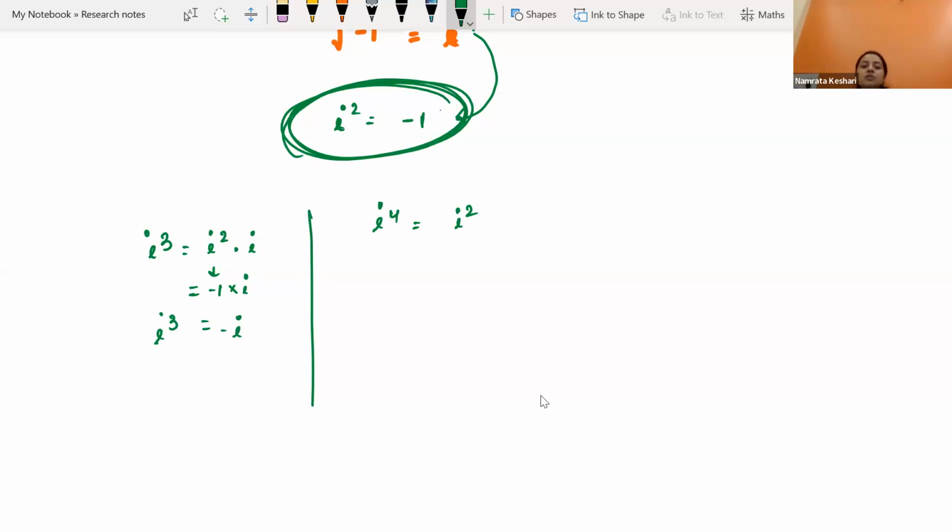Okay, so can we say i to the power 4 is nothing but i square's whole square? Can we? Yes, ma'am. i square value we already know, this is minus 1 whole square. So i to the power 4 value is just 1. Yes or no? Yes, ma'am.